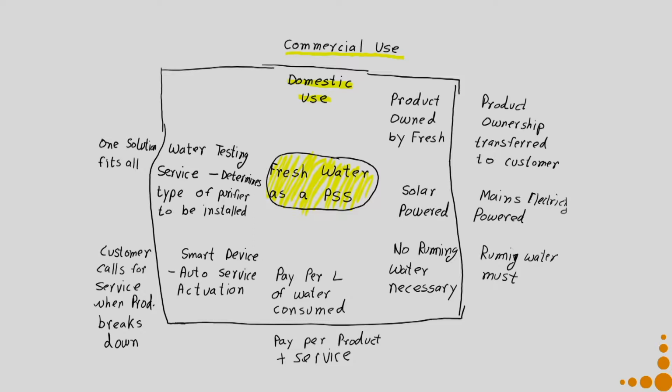So domestic use. Then the product should be owned by Fresh. What is the opposite for that? Product ownership transferred to the customer. So I am clearly defining that my offering will have product owned by Fresh. I say that my product will be solar powered. My other option, which is mains electricity powered, I have put completely outside the box.